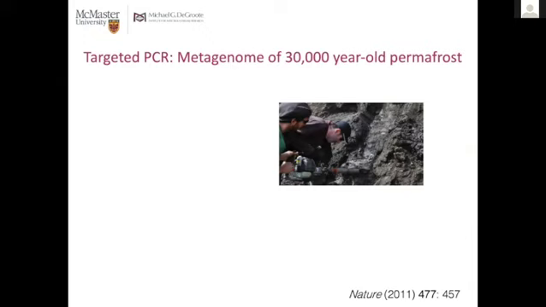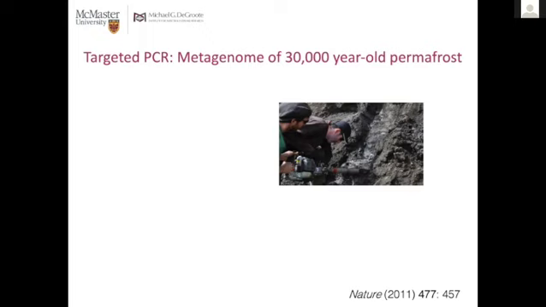The targeted PCR approach worked really well for us in looking at degraded samples of DNA. So this is a metagenome of 30,000-year-old permafrost in the north of Canada. We were looking for resistance genes there. And here you're not going to get intact genes, you're going to get gene fragments. And so you can't just make PCR primers of existing genes that are floating around in various databases, because you can't really pick.